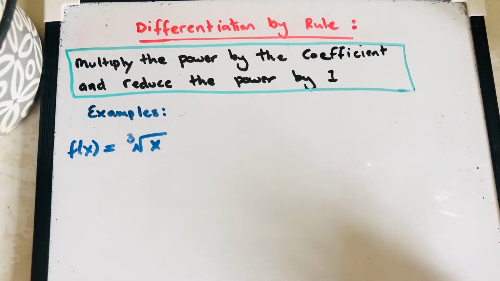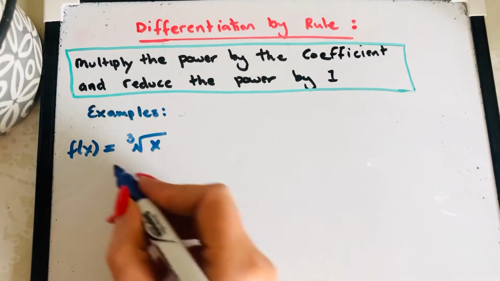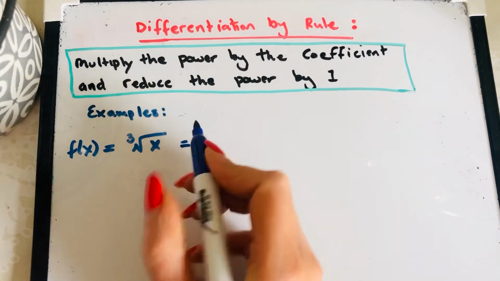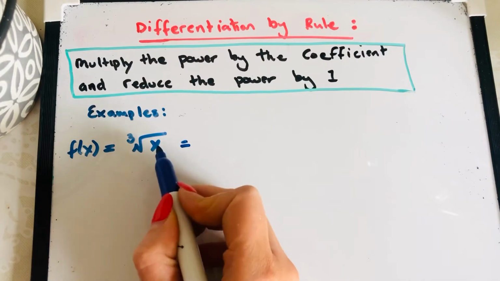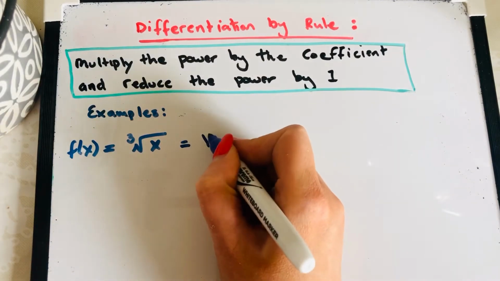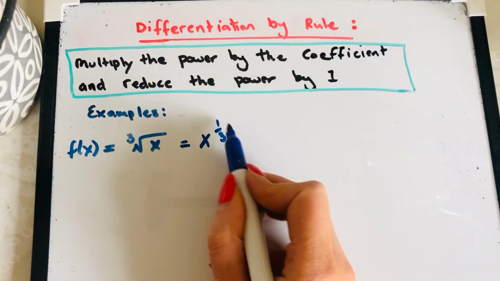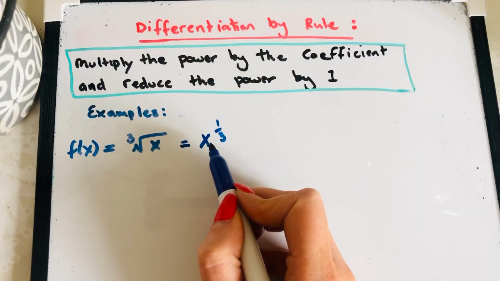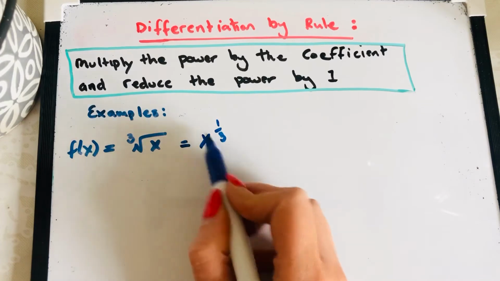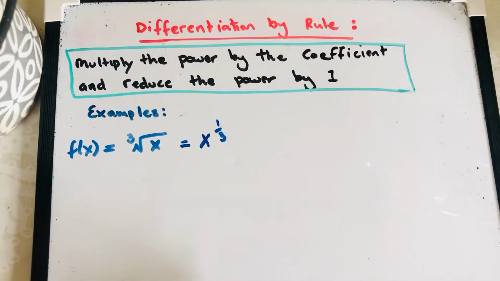f of x is equal to the cubic root of x. So we begin this question by simplifying what is the cubic root into a power. So the power of a cubic root is a power of 1/3. Now at this stage we have not differentiated, we've simply changed between two formats of how we could write the cubic root of x.